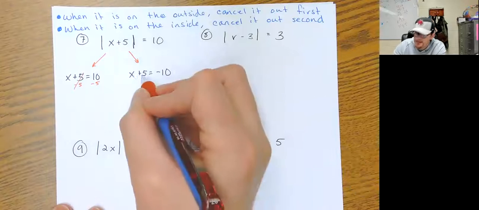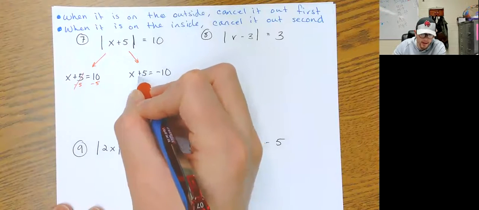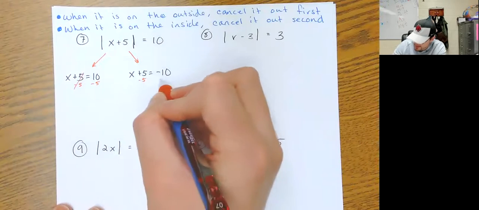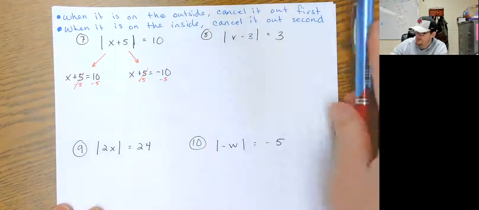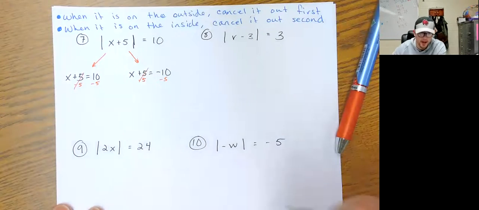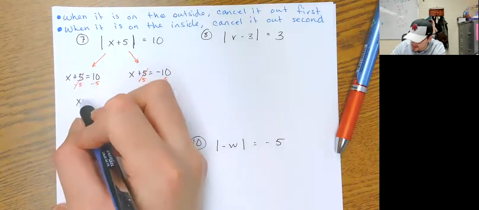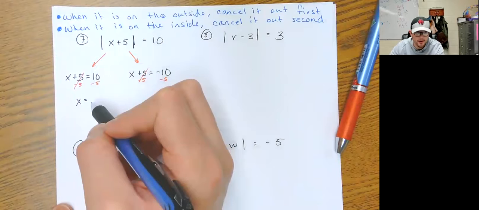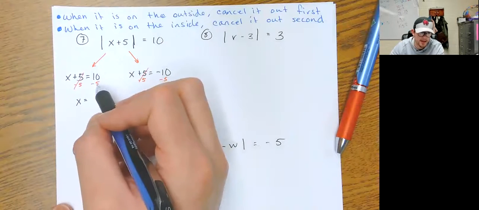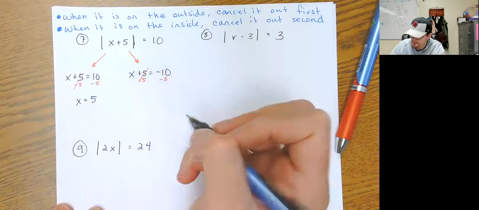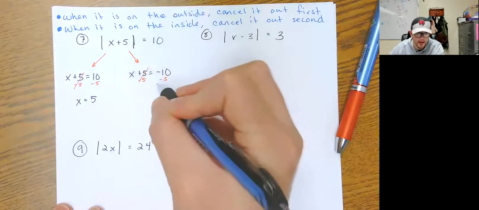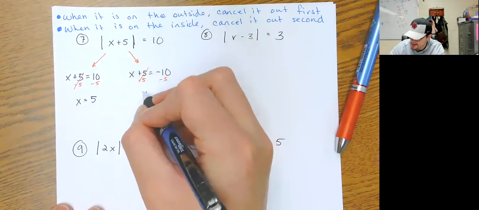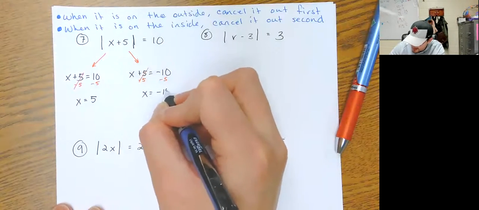Cancels out. Same thing here, right? I've got to do the same thing. How do I get rid of addition? Subtraction. Cancels out. Just we get two different answers. So here I get x equals, what's 10 minus 5? 5. Over here, I'm going to get x equals negative 15.